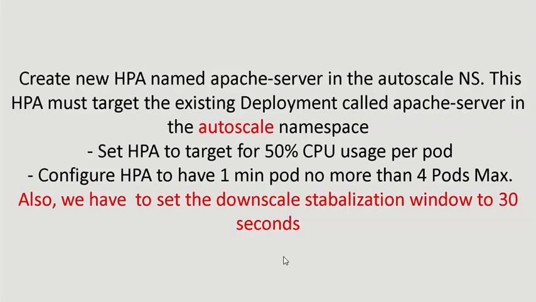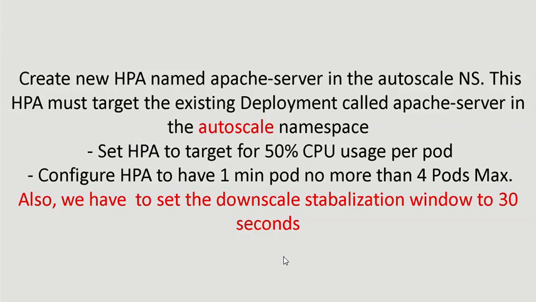So this is the first question of our CKA exam, which came in my CKA exam when I gave it. The first question is: create a new HPA named apache-server in the autoscale namespace. This HPA must target the existing deployment called apache-server in the autoscale namespace. Set the HPA to target 50% CPU usage per pod. Configure the HPA to have one minimum pod and no more than four pods maximum.